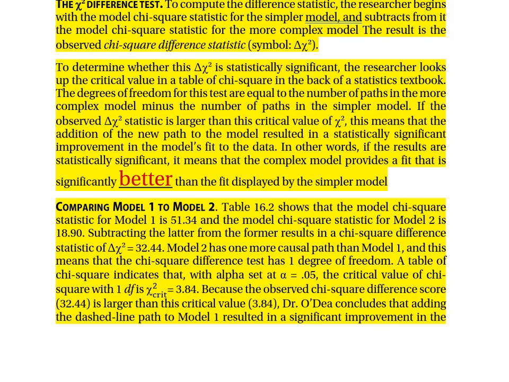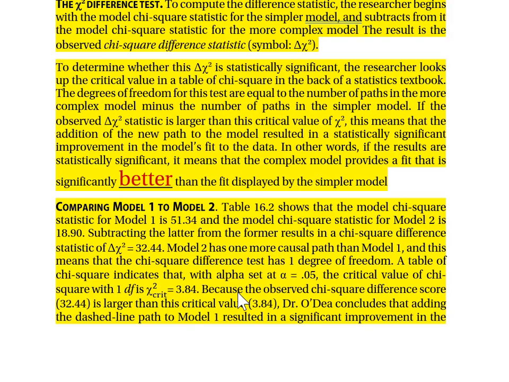Model 2 has one more causal path than Model 1, and this means that the chi-square difference test has 1 degree of freedom. A table of chi-square indicates that with alpha set at 0.05, the critical value of chi-square with 1 degree of freedom is 3.84. This is the value of chi-square that you would get in a table of chi-square in the back of any statistics textbook. So, critical value of chi-square is 3.84. Our obtained delta chi-square statistic is 32.44.